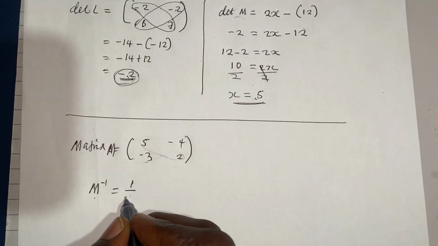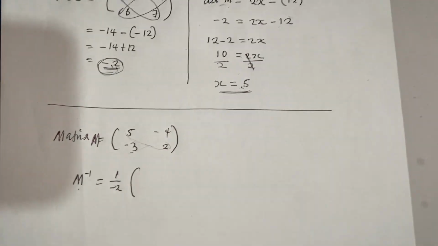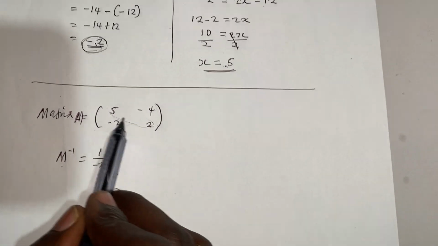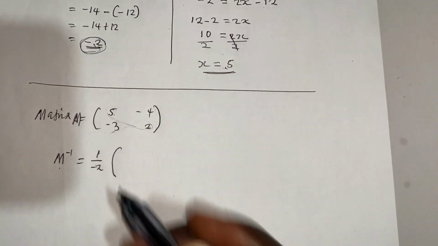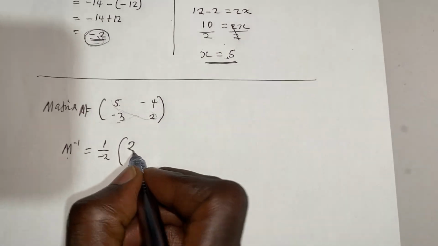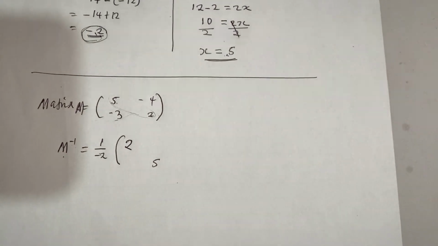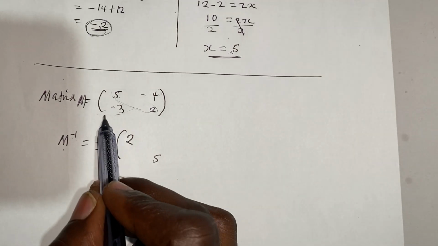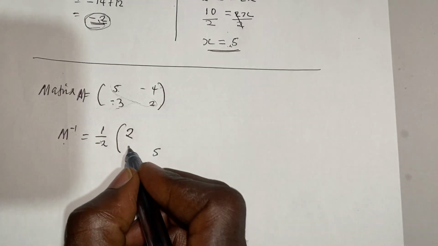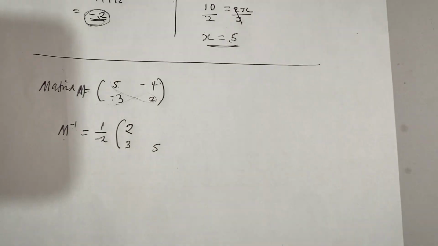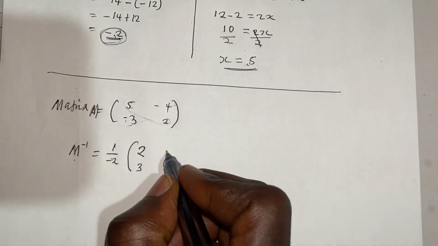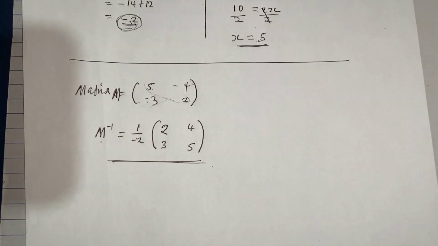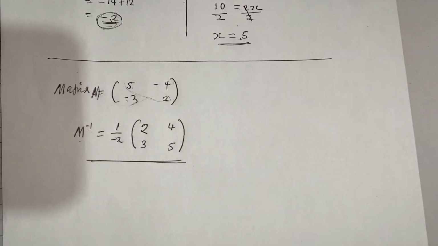So it will be 1 over -2, open bracket. I said in the major diagonal, you're supposed to swap. So the 2 will go where there's 5, and 5 will go where there's 2. So we are going to have 2 here and 5 here. And what do you do in the minor diagonal? You multiply by -1. So -1 times -3, the answer is 3. Then -1 times -4, the answer is 4, like that. So this is how you find the inverse of a matrix. As simple as that.